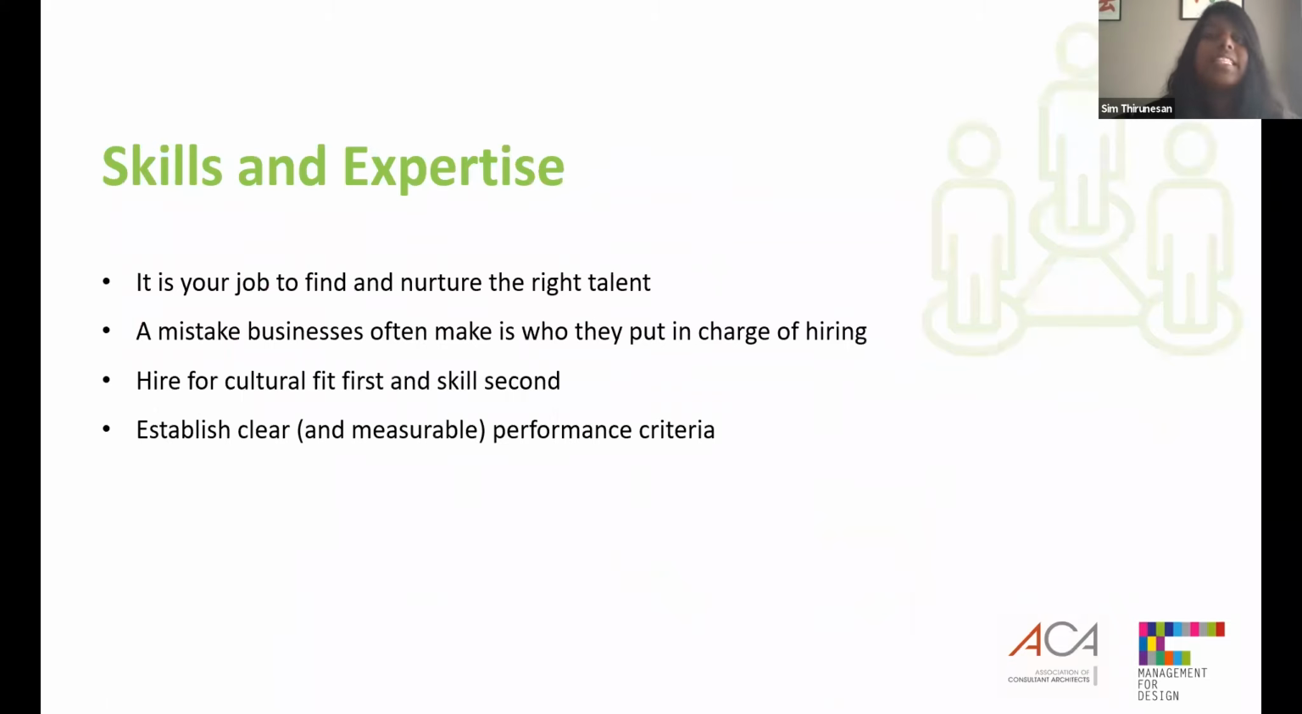So let's start with skills and expertise. It is your job to find and nurture the right talent. If you do not identify and develop the right skills and the right people, you'll be the one who will pay for it in time and in resource. So with that in mind, have a think about who's actually doing the hiring and what are they looking for. It is such a key element of success that when hiring employees, we say that you should hire for the cultural fit first and skills second.